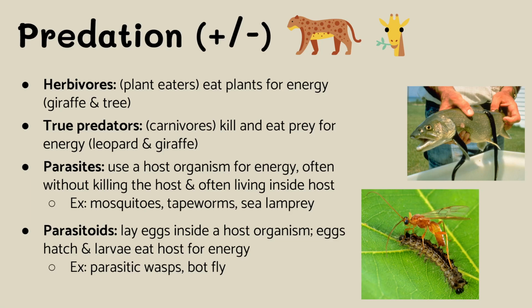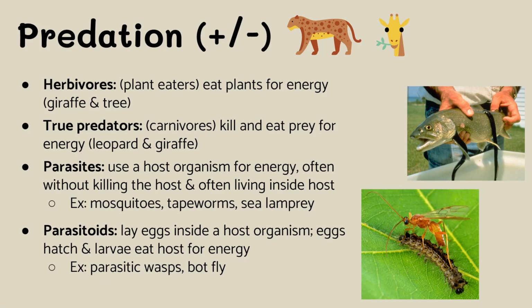Then we have the true predators. These are the carnivores. Animals such as the leopard or the lion are going to eat the giraffe, and this is what we think of when we think of predators. And we call these true predators to distinguish them from the herbivores.